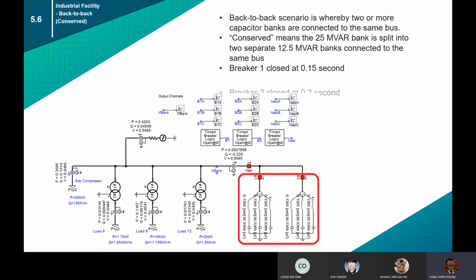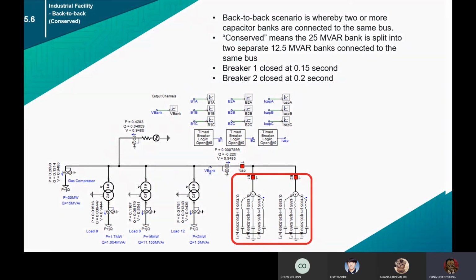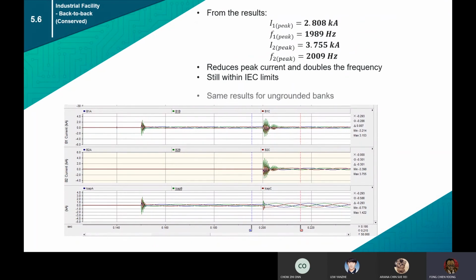Next, we consider the back-to-back scenario where two or more banks are connected to the same bus. Here, the 25 MVAr bank is split into two separate 12.5 MVAr banks. Breaker 1 is closed at 0.15 seconds and breaker 2 is closed at 0.2 seconds. From the results, the peaks of both banks are obtained, and we find that this scenario reduces the peak current and doubles the frequency. However, it's still within the IEC limits, and the same results are obtained for ungrounded banks.